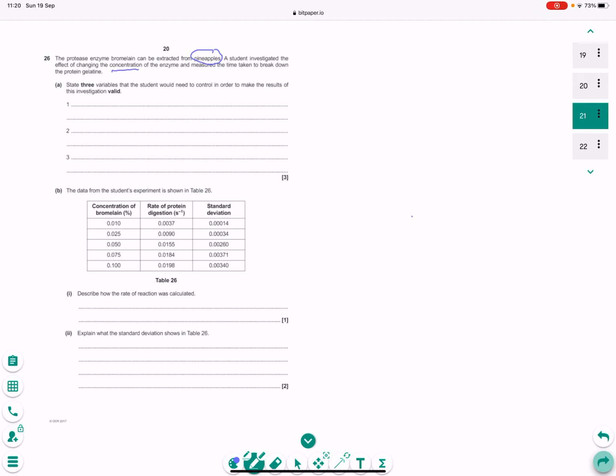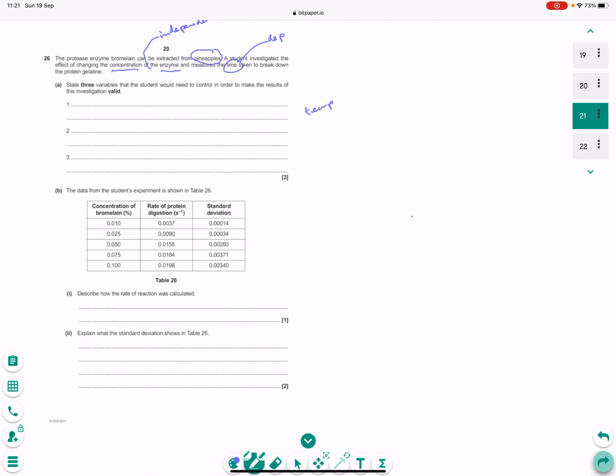Concentration of enzyme, independent variable, and then what they're measuring, time, dependent. So these are all control variables, so like the one to trot out every time is temperature. Just state them.